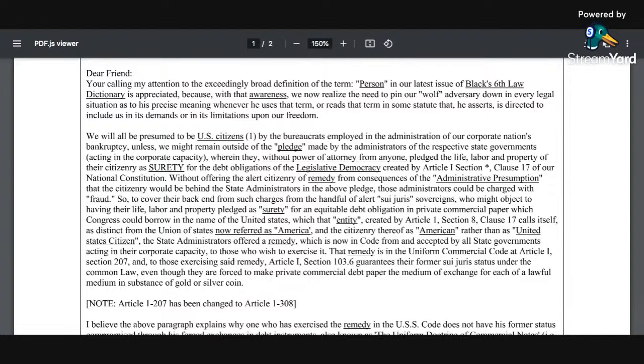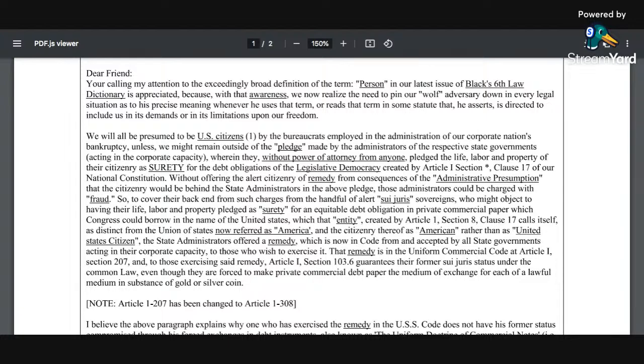So this is when they must say, created by Article 1, Section 8, Clause 17, calls itself as distinct from the Union of States, now referred to as America, and the citizenry thereof as American rather than United States citizen. The state administrators offered a remedy which is now encoded from the accepted by all state government acting in their corporate capacity. To those who wish to exercise it, that remedy is in the Uniform Commercial Code at Article 1, Section, they must say 207, but them change it.